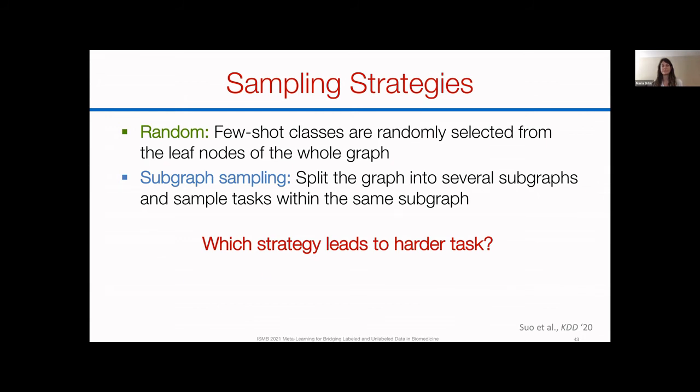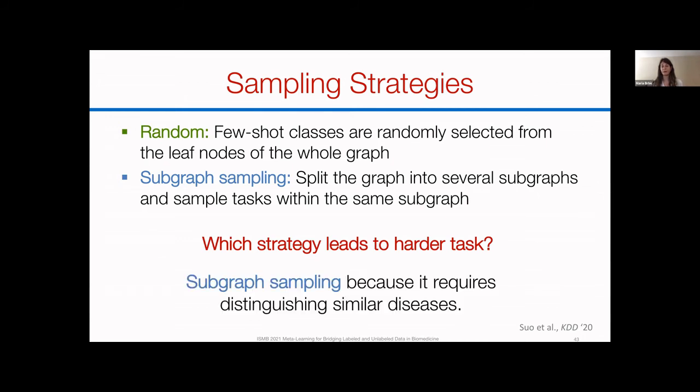Why? Because tasks are here constructed heterogeneously, and tasks sampled from the same subgraph can be considered more similar to each other. So subgraph sampling corresponds, for example, to the scenario in which we need to distinguish between very fine-grained classes, for example, Parkinson's versus Alzheimer's disease. While in random sampling, that doesn't necessarily have to be the case.